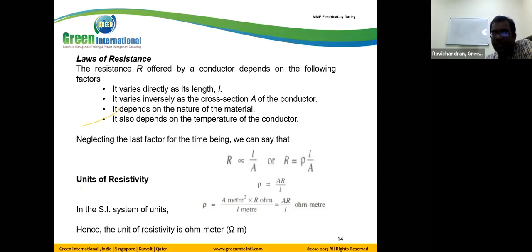Temperature of the material. That's why. So once again, go back. Ohm's law is applicable only at constant temperature. If the temperature varies, Ohm's law is not applicable.